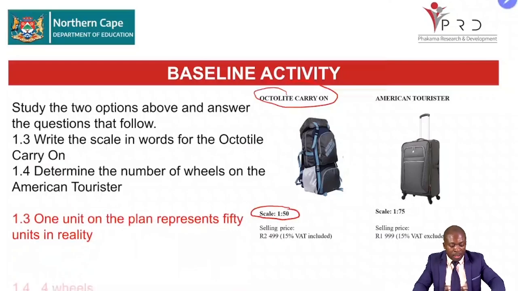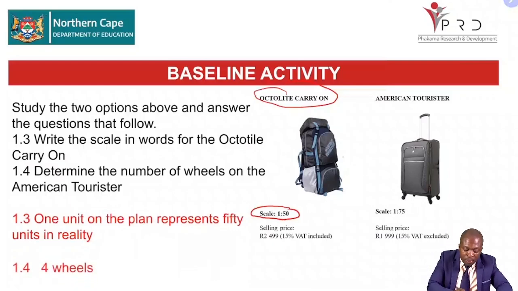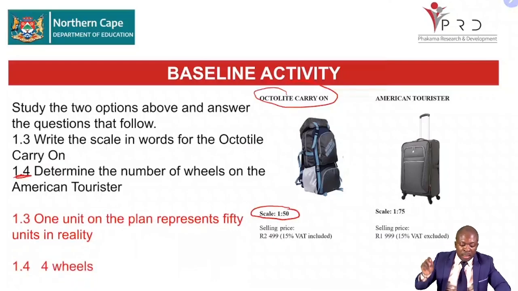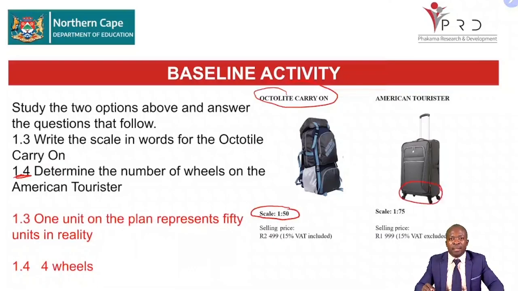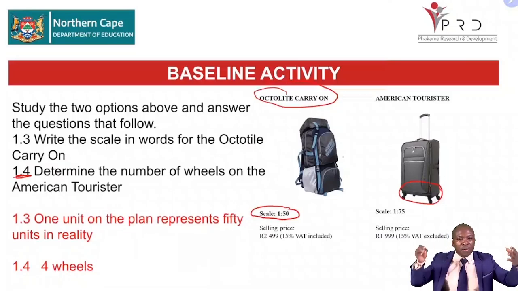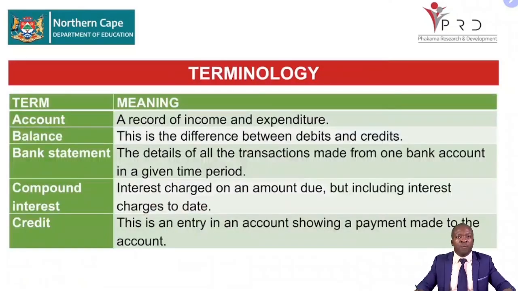I hope you got that correct. Well done. Okay, so let's look at question number 1.4. It says determine the number of wheels on the American Tourister. This one. How many wheels are there? 4. But this was a past paper where we even accepted 8 because some of the wheels are 2. So we consider that some learners can say it's 8, others can say it's 4. But in either case, whether you write the 4 or 8, we'll give it to you.